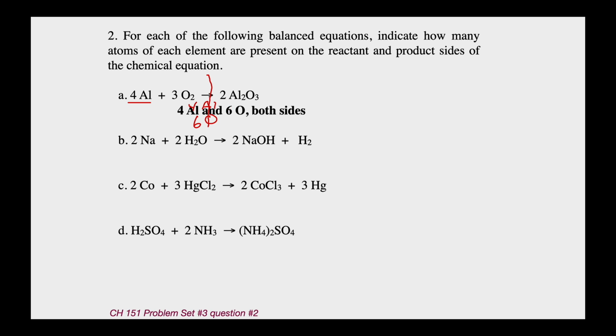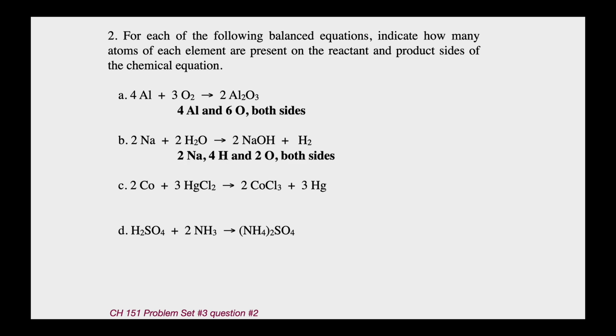Now that's really sloppy. Sorry, I wrote all over it there. There we go. Now you can see it better. 4 aluminum and 6 oxygens on both sides. And for all of these, the reactions should be the same on both sides.